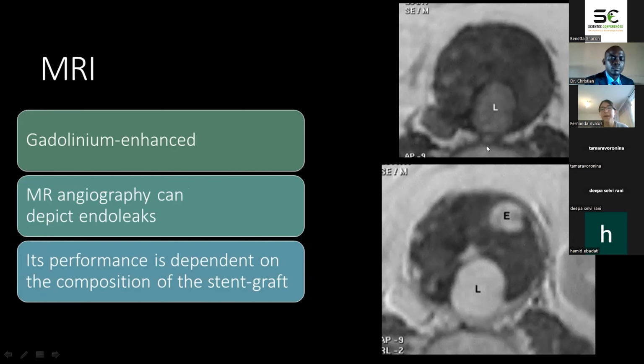There is a lot of artifact, and more if we have, for example, a stainless steel graft. Sometimes we need more prepared professionals to interpret this kind of study. We need a contrast, gadolinium, and it's really good with small endoleaks, as I told you. For example, in the upper image we have T1 without contrast, and here we have T1 with contrast. Here we can see the small leak, and we need to make all the reconstructions to know what type of endoleak this is.